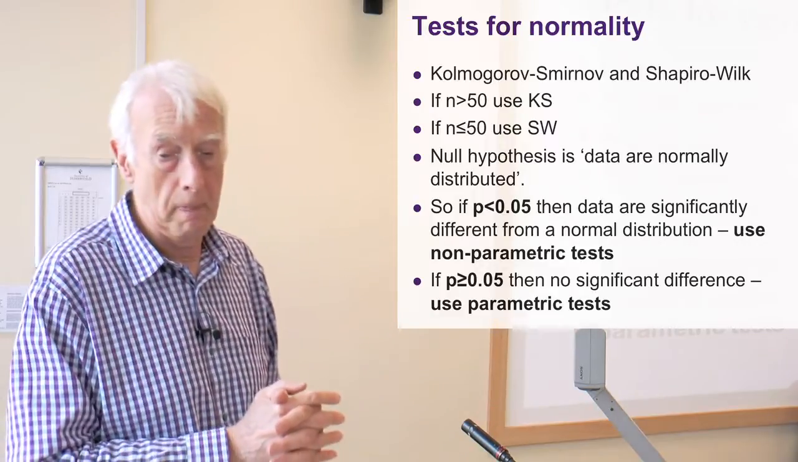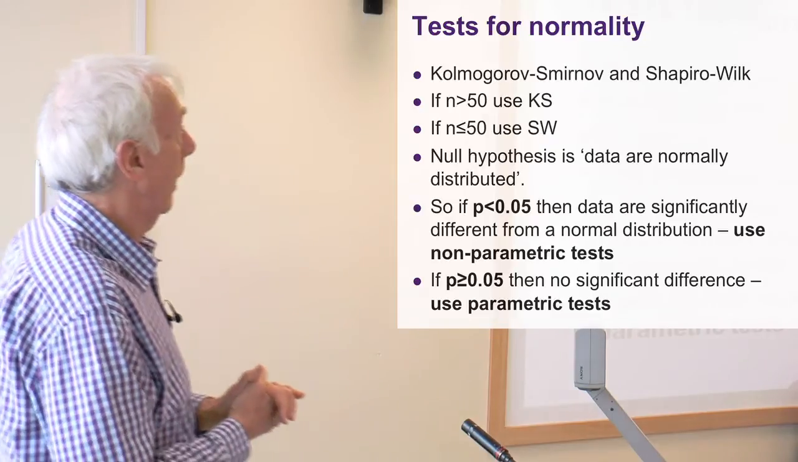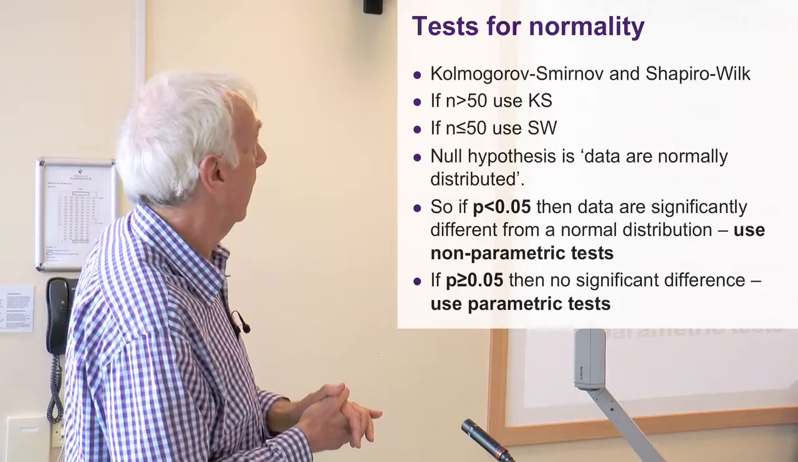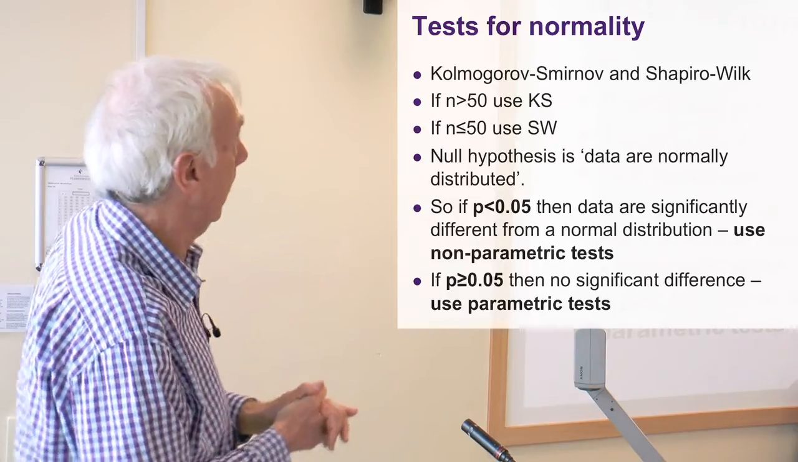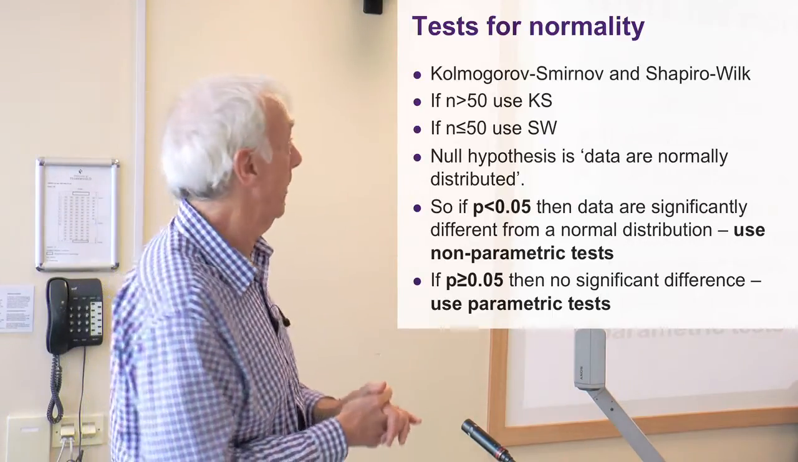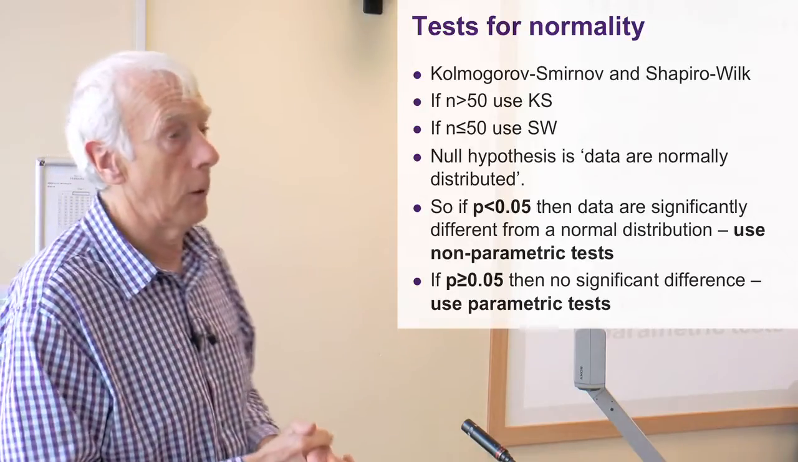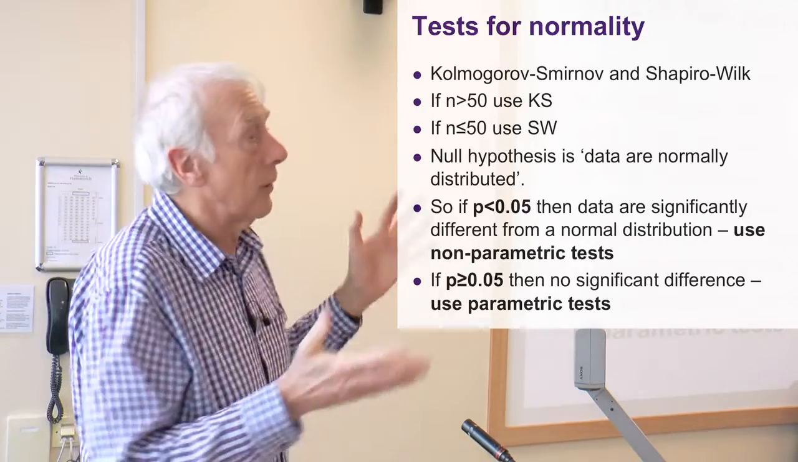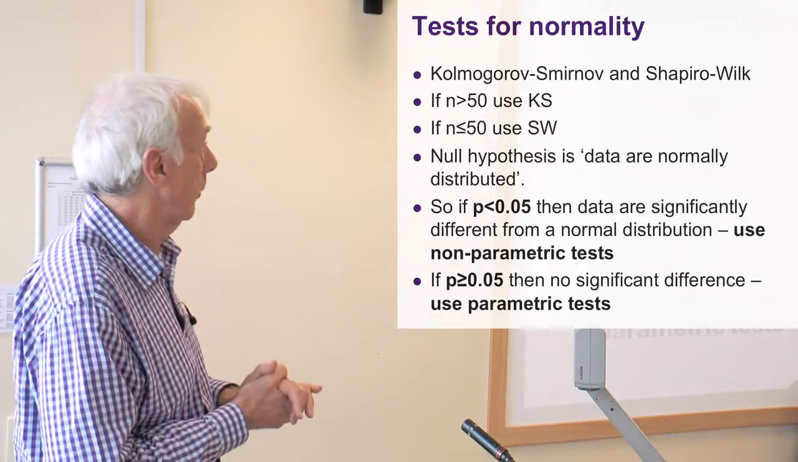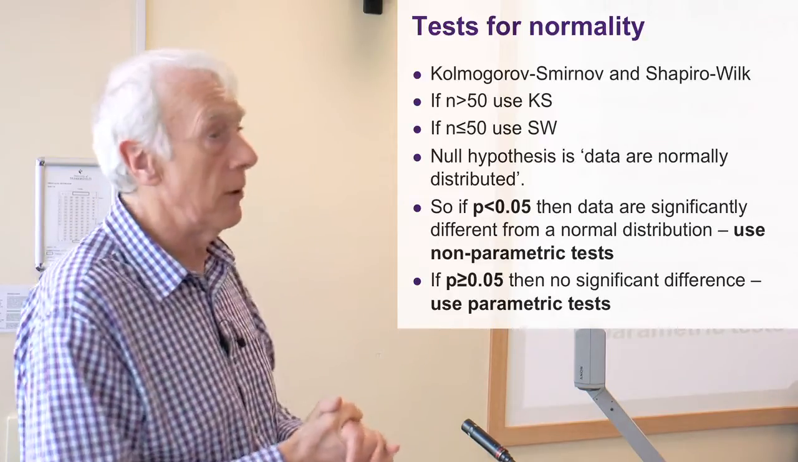Put simply, there are two tests you can use here. One is used depending on the number of individuals in the sample. Sorry, greater than 50, beg your pardon, I'm misreading it. If N is greater than 50, use the Kolmogorov-Smirnov test. And if N is less than or equal to 50, use the Shapiro-Wilk test. Both are done automatically. When you go into SPSS and do this, it'll do both for you, and you simply choose which one you want to look at. The null hypothesis here is that the data are normally distributed.